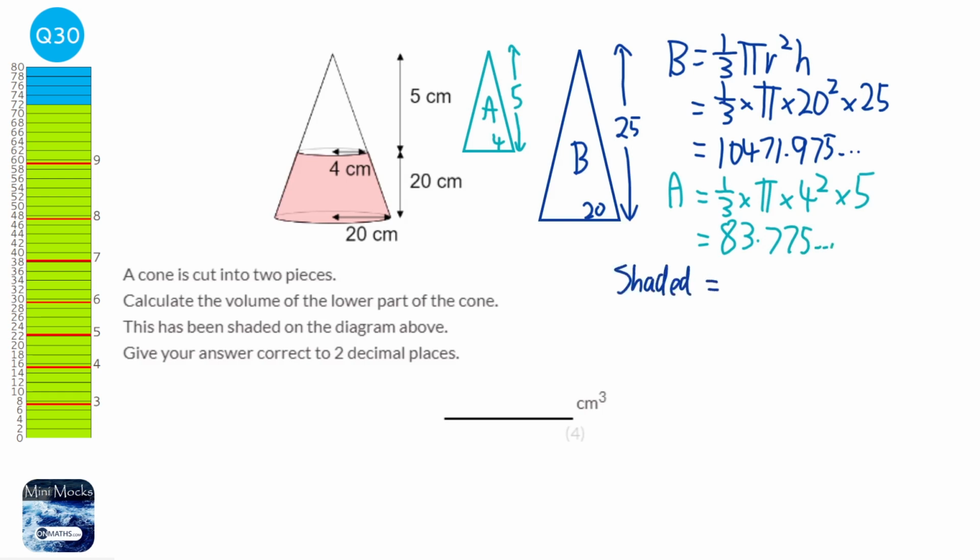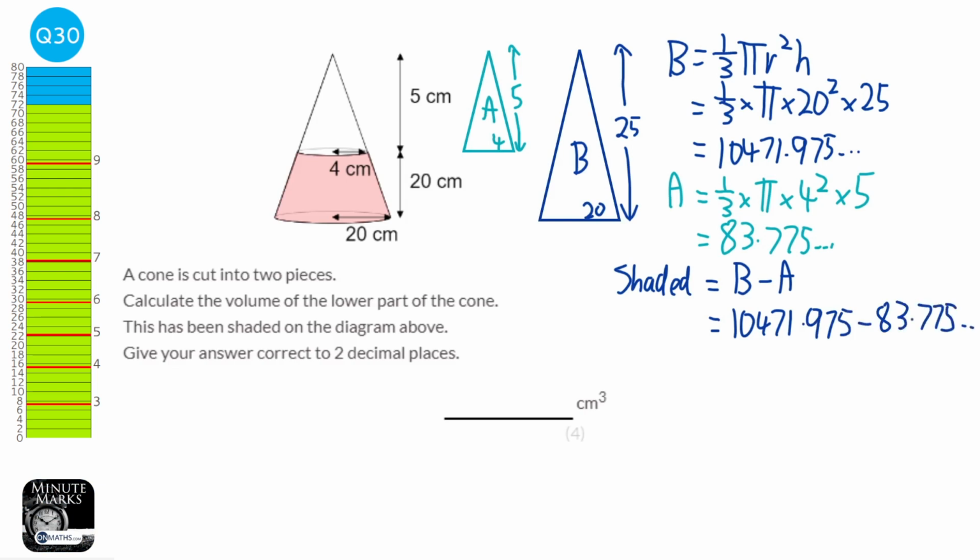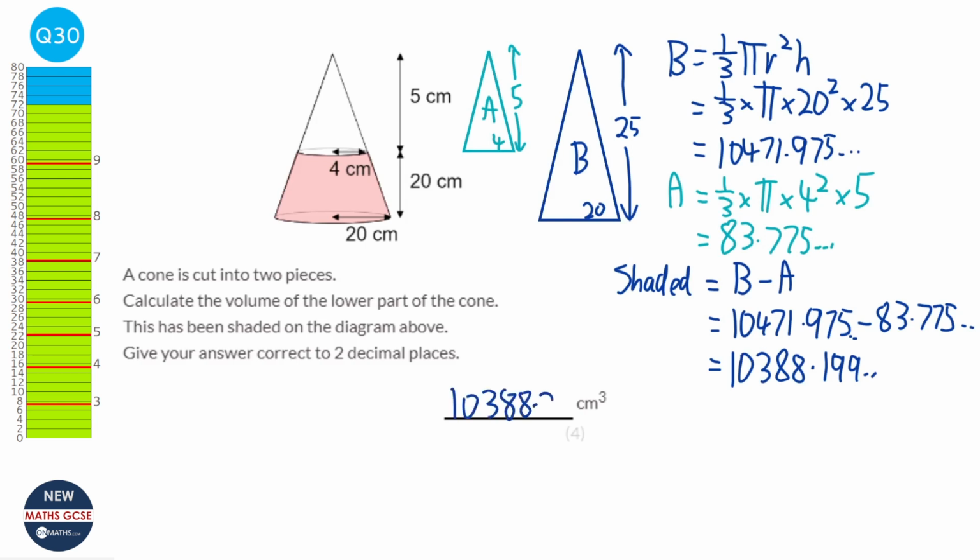So to work out the shaded bit, we're just going to do the volume for B, take away the volume for A. So it's going to be 10,471.975, take away 83.775. And all those I'm going to keep in the calculator to keep the accuracy. And that gives us 10,388.199, and so on. And to 2 decimal places, it's going to be 10,388.20.